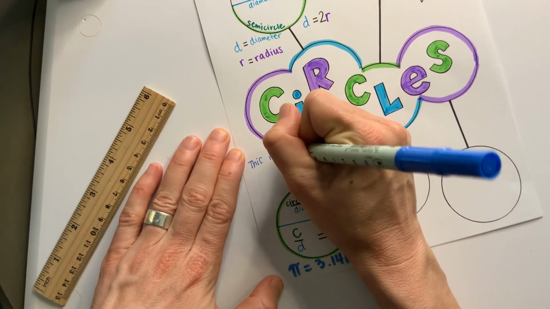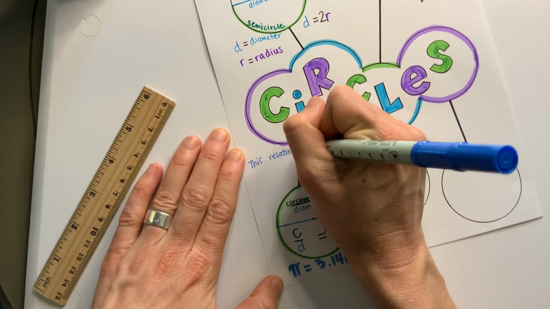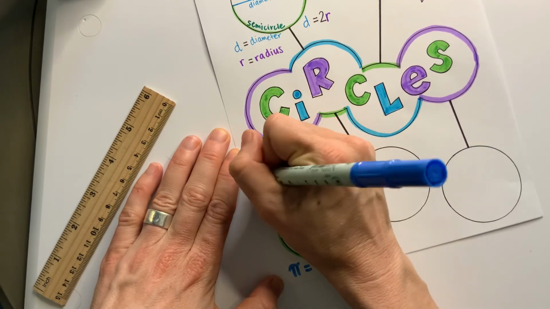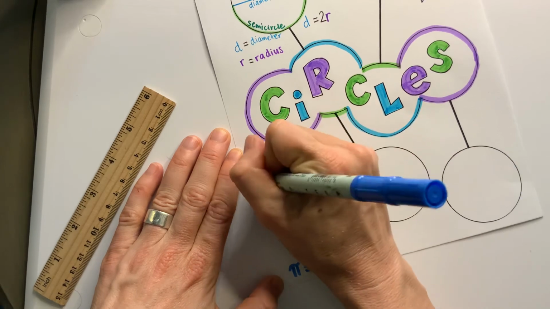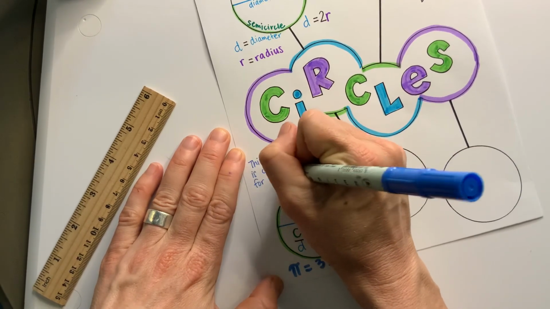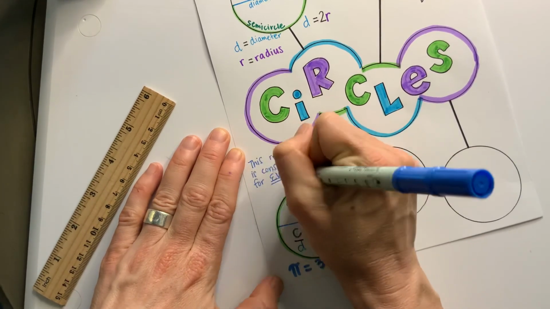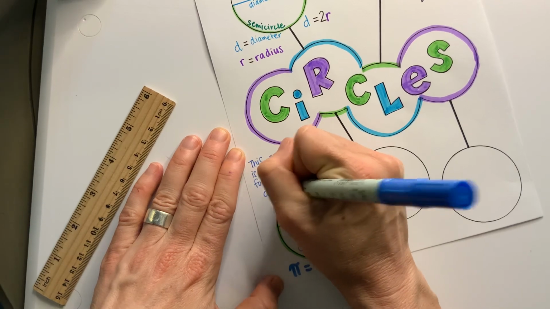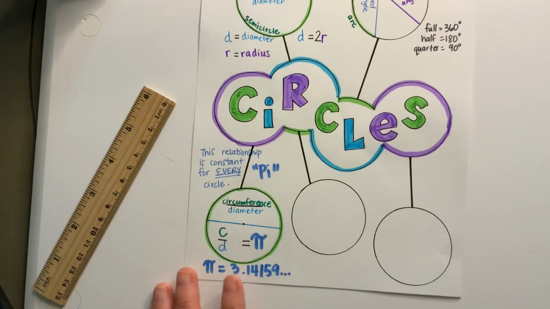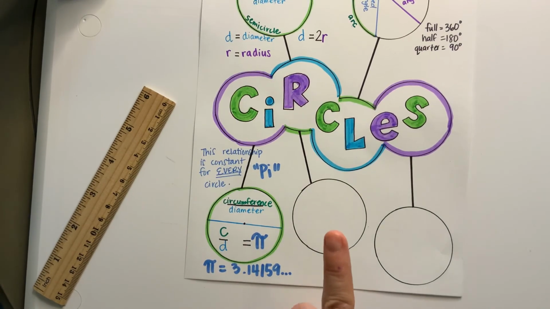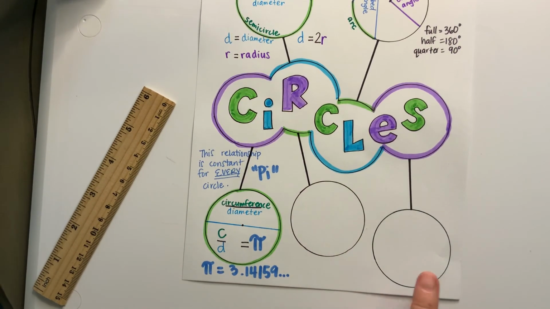This relationship is constant for every circle. For every circle. There we go. All right, so we're going to stop there, and then we have a couple other videos for the formula for finding the circumference and the area.